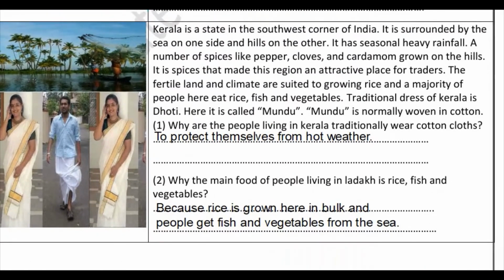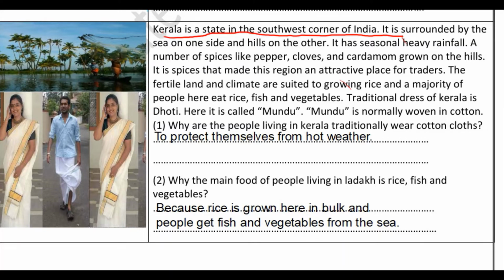Now second region we have here is Kerala. So let us start reading. Kerala is a state in the southwest corner of India. It is surrounded by sea on one side and hills on the other. It has a seasonal heavy rainfall. A number of spices like pepper, cloves, and cardamom grow on the hills. It is spices that made this region an attractive place for traders. The fertile land and the climate are suited to growing rice, and majority of people here eat rice, fish, and vegetables. Traditional dress of Kerala is dhoti. Here it is called mundu. Mundu is normally woven in cotton.